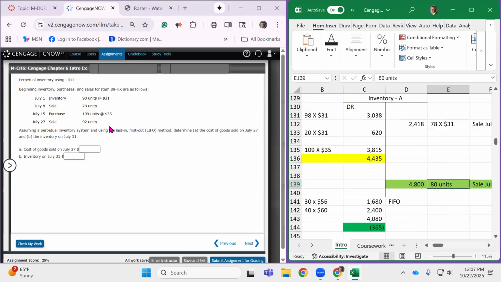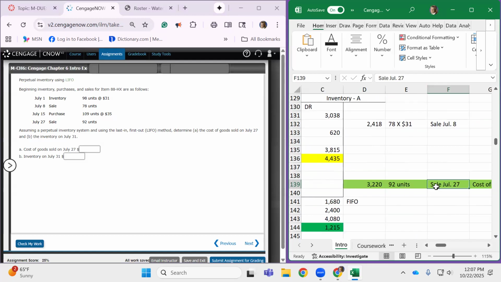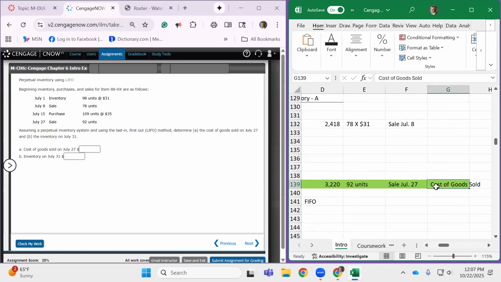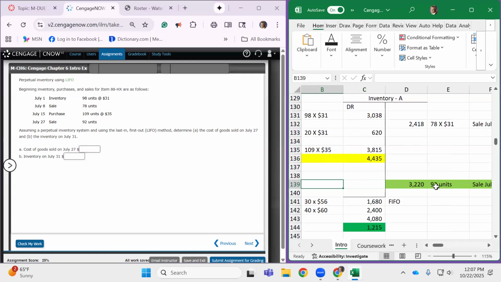Okay, so the sale is 92 units at a cost of $35 for me. Okay, cost of $35. So 92 units times 35 is 3,220. Okay, that should be the cost of the goods that we sold. So 3,220. You figure yours. Now I'm going to figure out how much inventory is still sitting here.